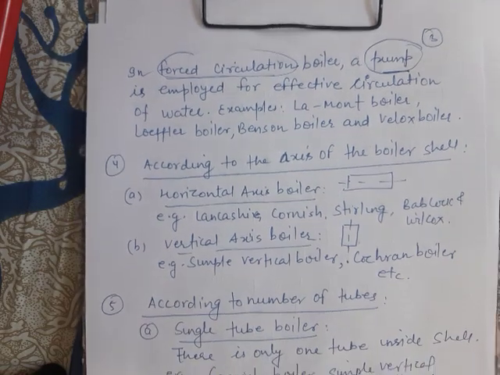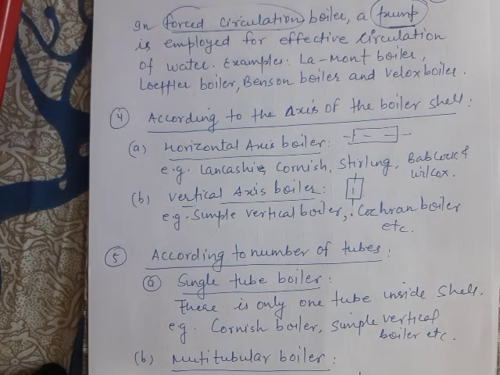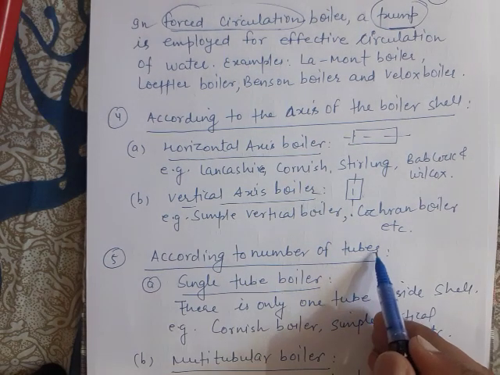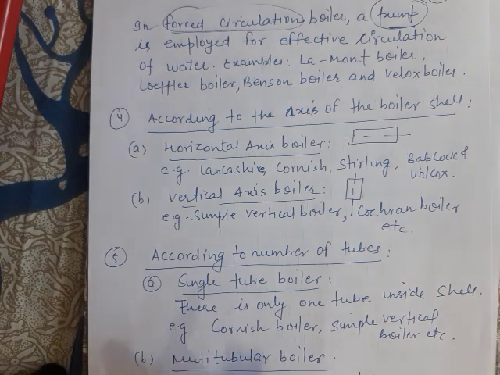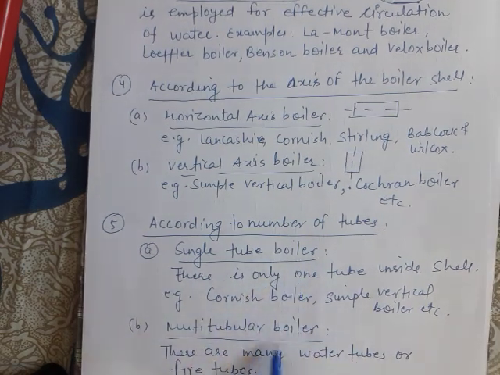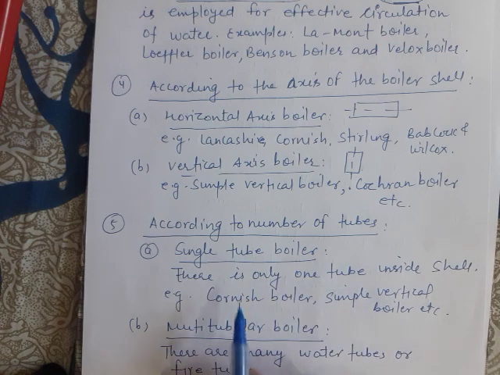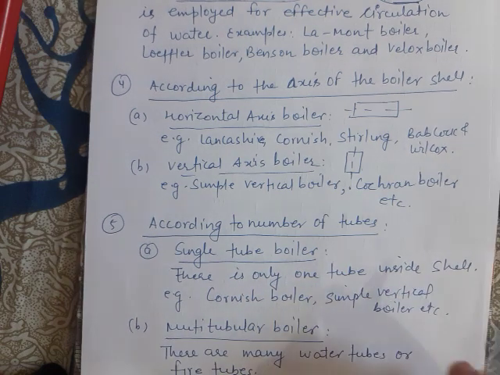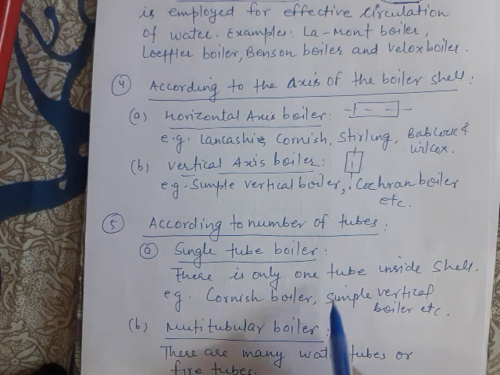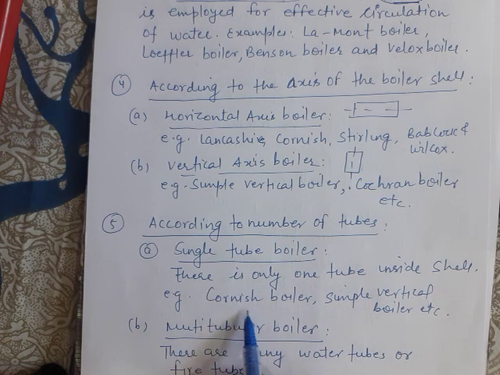Okay, now the fifth important criteria for classifying the boilers is according to the number of tubes. It is very easy to classify: single tube boiler and multi-tubular boiler. In a single tube boiler, there is only one tube inside the shell through which water may flow or through which the hot flue gases may flow. The examples are Cornish boiler or simple vertical boiler.